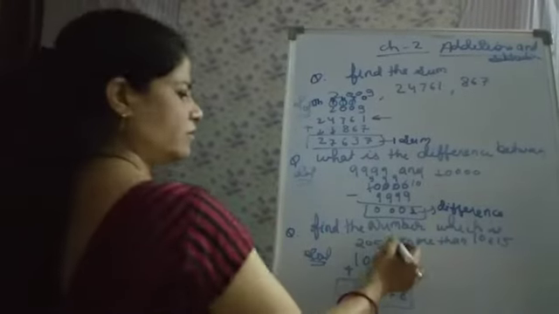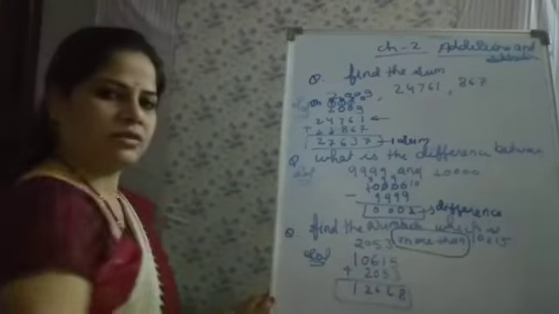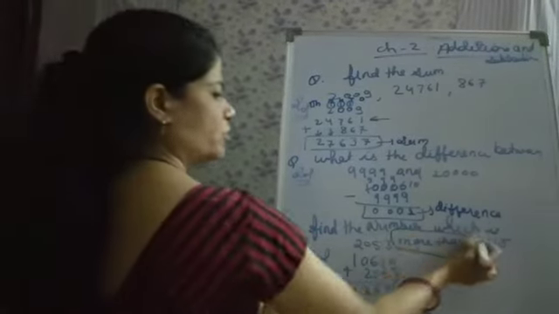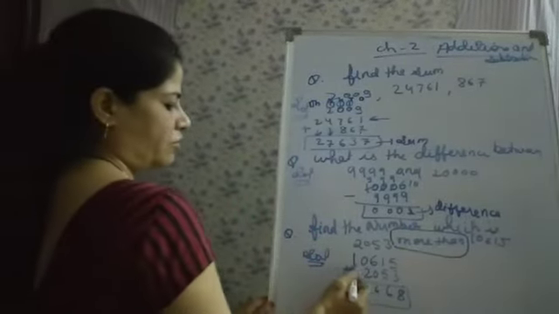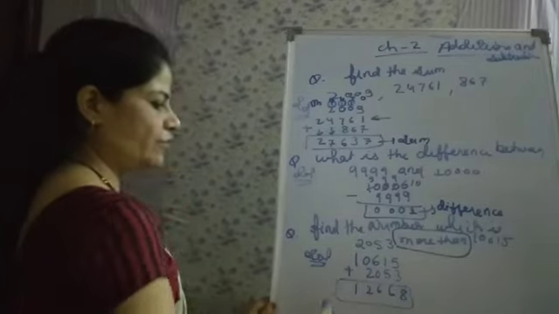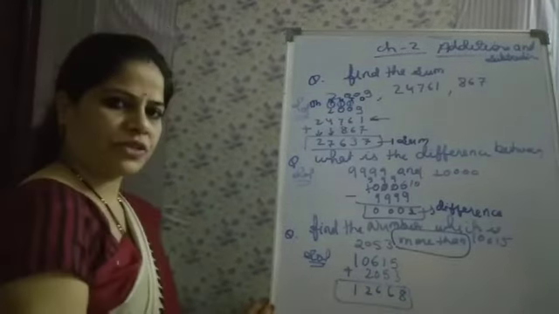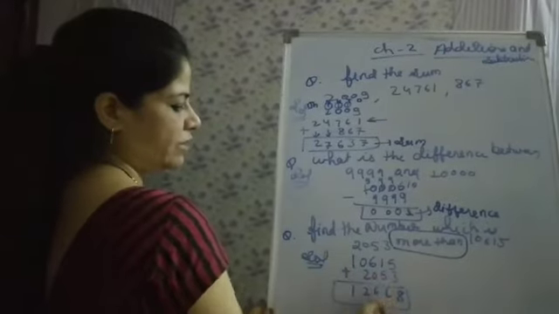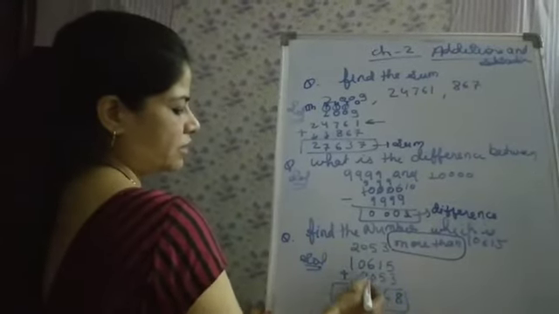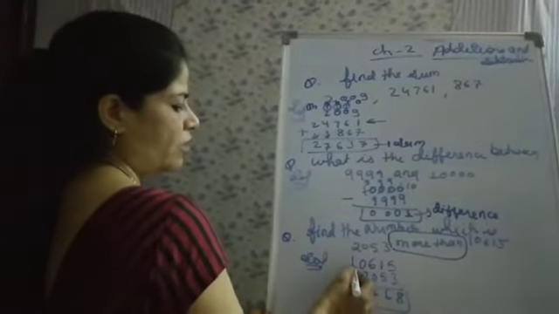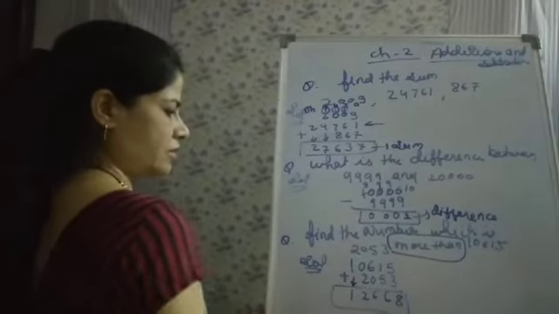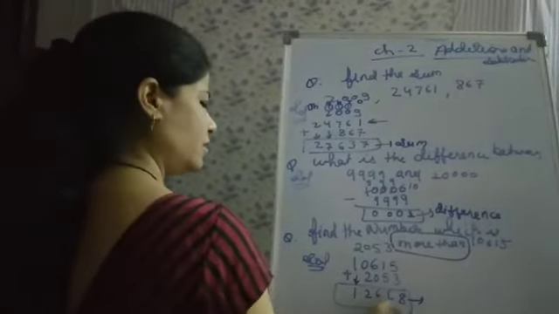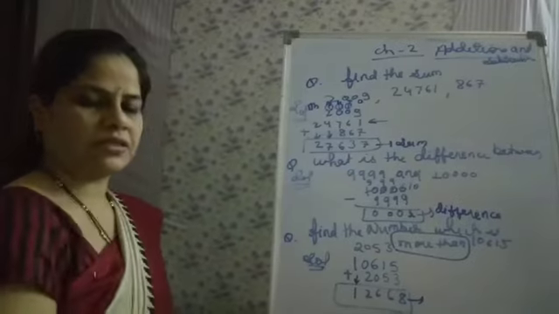Now next question is, find the number which is 2053 more than 10,615. Here we have the words more than, so you have to add both the numbers. So you have to add 10,615 and 2053. 5 plus 3 will be 8, 1 plus 5 will be 6, 6 plus 0 will be 6, 0 plus 2 will be 2 and 1 will be 1 as it is. So what is the answer? 12,668.